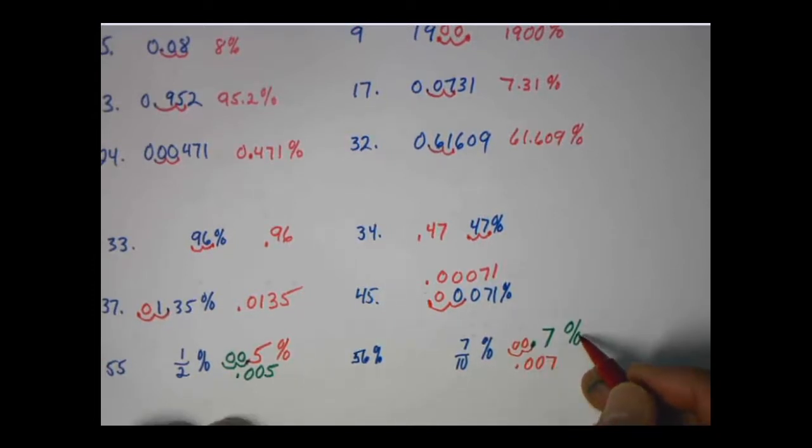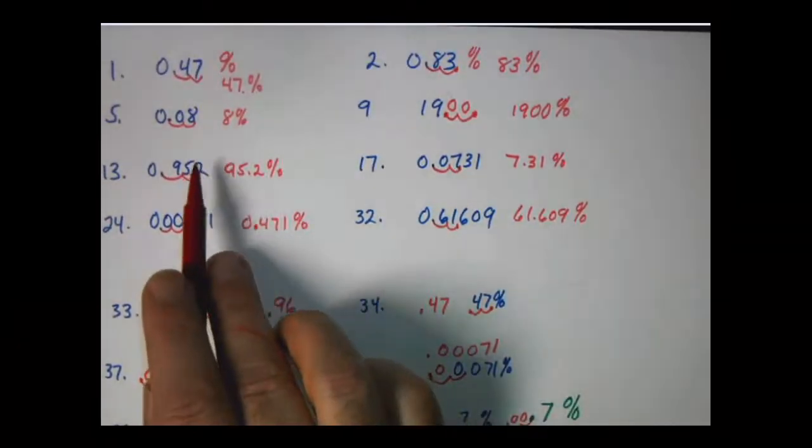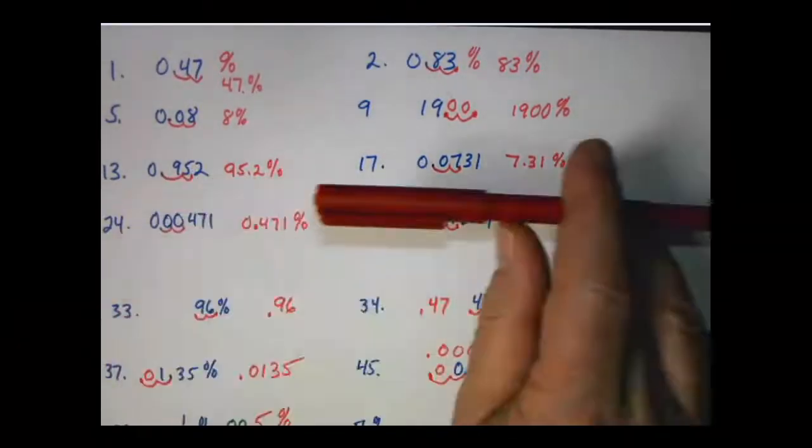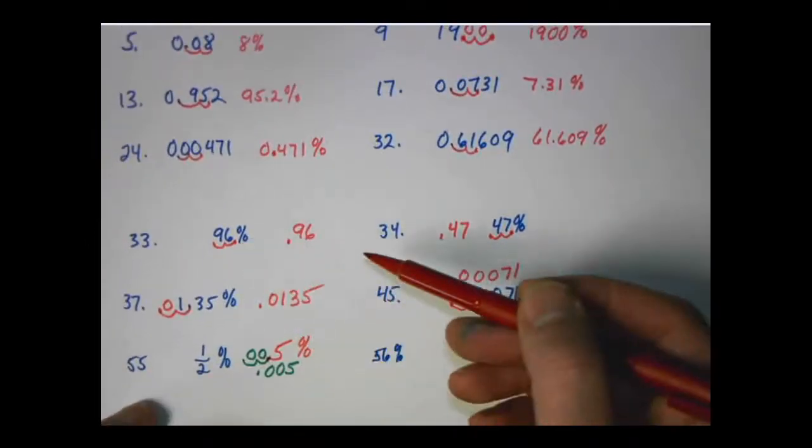So in review, if I'm changing decimals to percent, I move 2 spots to the right. If I'm changing percents to decimals, it is 2 spots to the left.